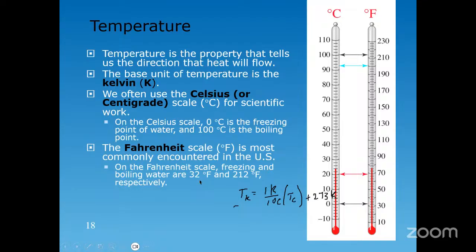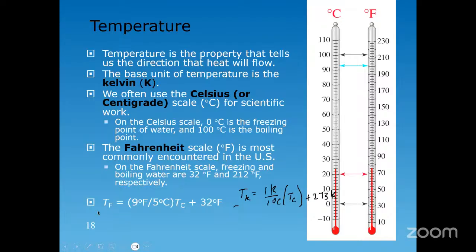But as far as I know, the United States is the only country that, when they report their weather on TV and so on, expresses it in Fahrenheit. Anyway, so those are the 3 major units of temperature. So there are relationships between these different units, right?